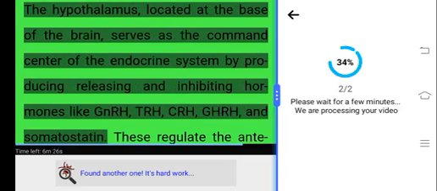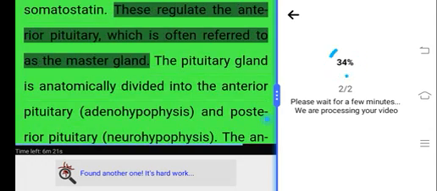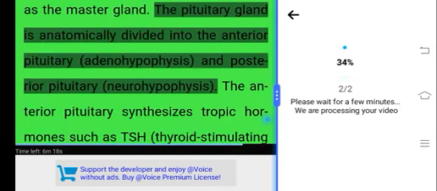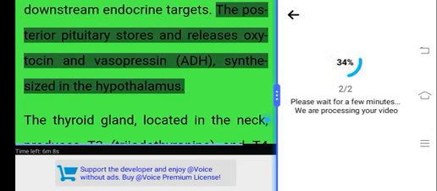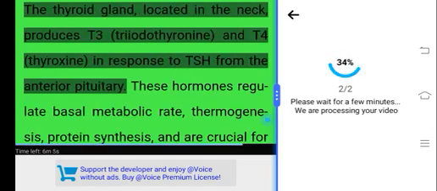The hypothalamus, located at the base of the brain, serves as the command center of the endocrine system by producing, releasing, and inhibiting hormones like GnRH, TRH, CRH, GHRH, and somatostatin. These regulate the anterior pituitary, which is often referred to as the master gland. The pituitary gland is anatomically divided into the anterior pituitary (adenohypophysis) and posterior pituitary (neurohypophysis). The anterior pituitary synthesizes tropic hormones such as TSH (thyroid-stimulating hormone), ACTH (adrenocorticotropic hormone), LH, FSH, GH (growth hormone), and prolactin, which regulate downstream endocrine targets. The posterior pituitary stores and releases oxytocin and vasopressin (ADH) synthesized in the hypothalamus.